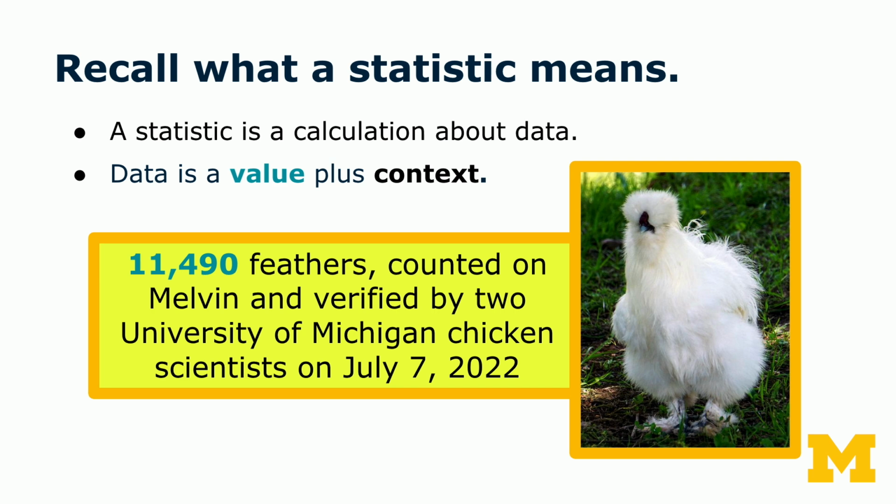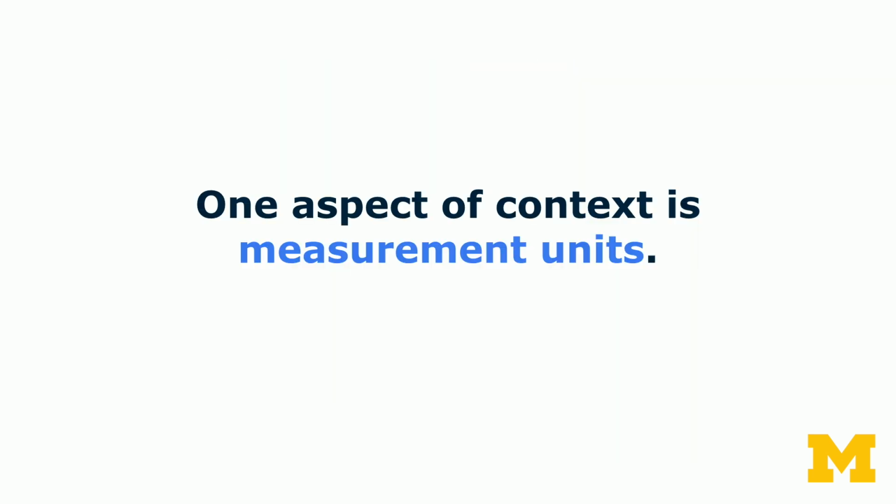There's these feathers, and what were they counted on? It was Melvin, and who verified it? That was 2 University of Michigan chicken scientists, and what day did we do this on? All of this context gives the number meaning. So one important aspect of context is, what was the measurement unit?